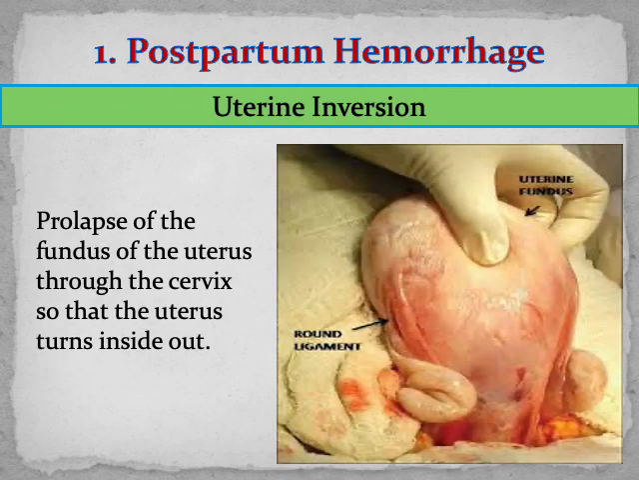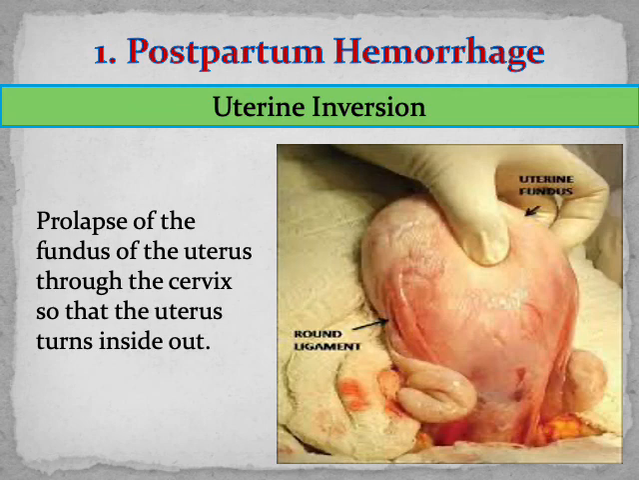Another is uterine inversion. In the photo, you will see that the uterine fundus has inverted. No? It's the prolapse of the fundus of the uterus through the cervix. Kaya si uterus nag-turn siya inside out. Definitely, there's a large amount of blood that gushes from the vagina. And here, the fundus is not palpable kasi kita mo talaga na lumabas yung uterus.